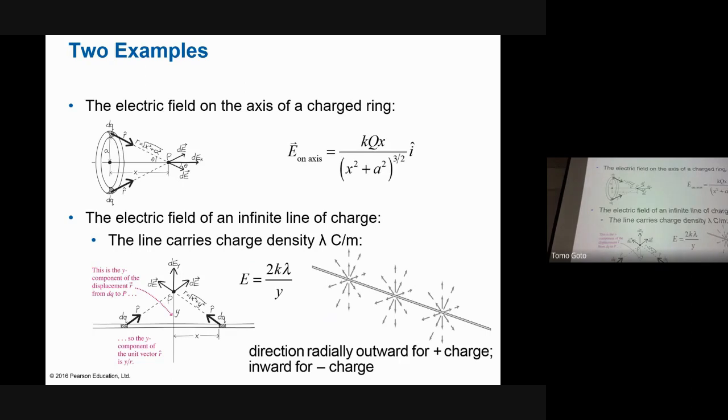Two examples. The first is the electric field on the axis of a charged ring. So here's a ring, and the ring is charged like this. Say the total charge is plus large Q, and the radius is a. And then what is the electric field at P?